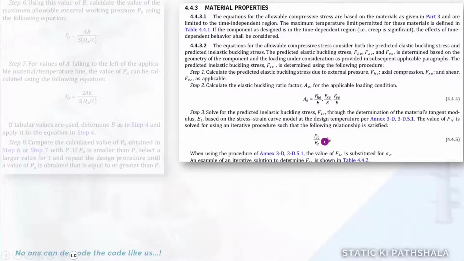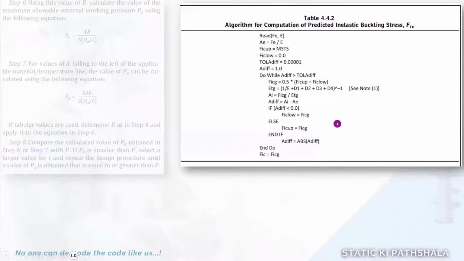So here FIC upon ET is equal to AE. FIC is what we have to calculate, and for that, they have given the methodology in Annexure 3D, 3D 5.1. This program is nothing but an iteration loop that you have to follow to calculate the FIC value. It is very complicated, isn't it? But we have made it very simple. With the help of simple equations we can use it. Excel is the tool we are going to use, and if you take the course, you can see that we have done that very simply. Otherwise, it will be very difficult to get into the details of FIC.